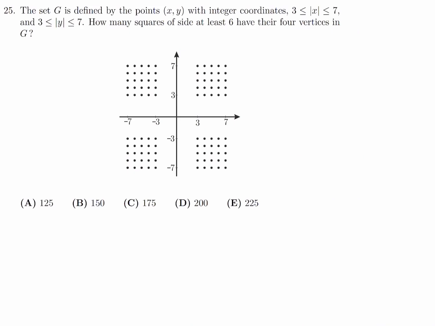The set G is defined by the points x, y with integer coordinates, and the absolute value of x is between 3 and 7, and the absolute value of y is between 3 and 7. How many squares of side at least 6 have their 4 vertices in G?